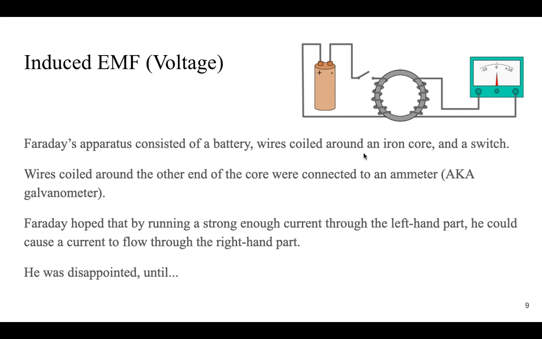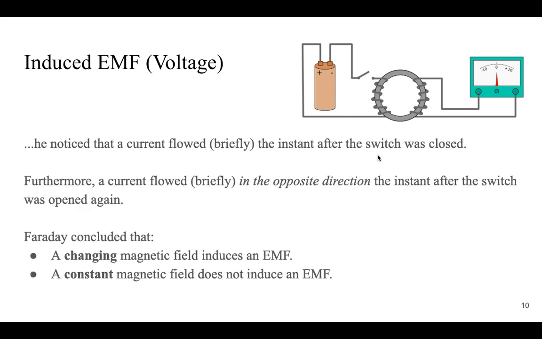So Faraday had hoped that if he ran a really big current through this loop, this would somehow cause a current to be created over here. He set this all up and did it, and he was kind of disappointed because he wasn't creating a current on this right side, no matter how big this current was, until he discovered something. Right after he threw the switch, he did get a current over here on the right side. And then the current would quickly fade away.